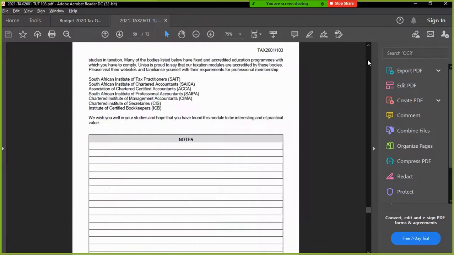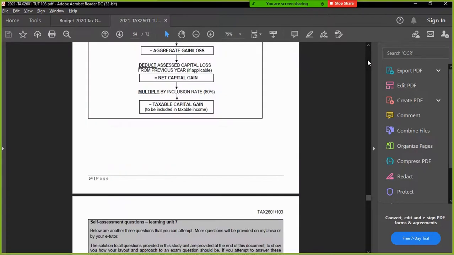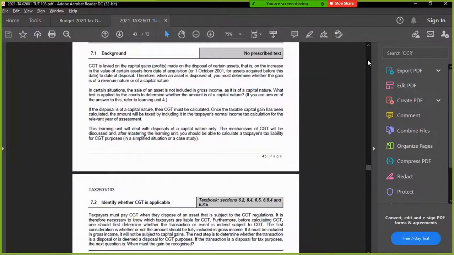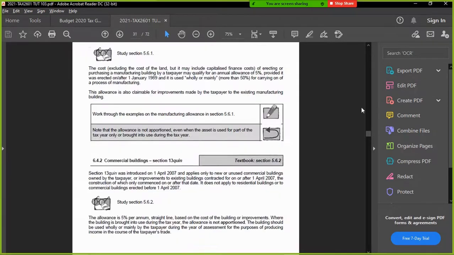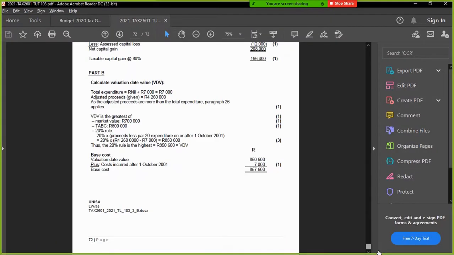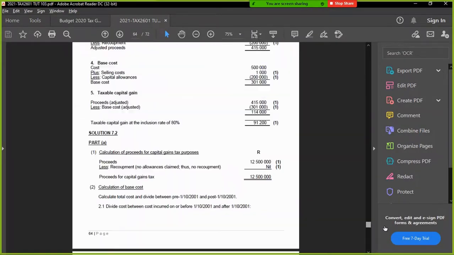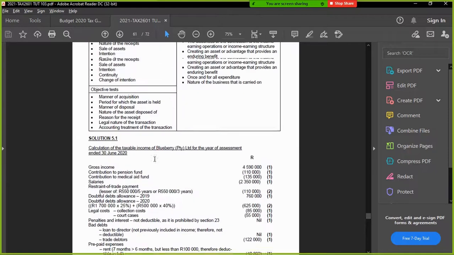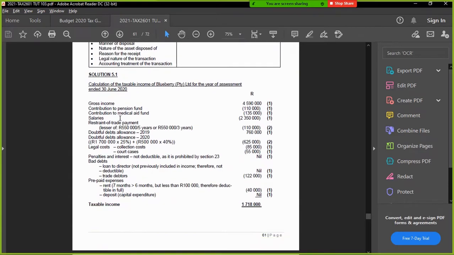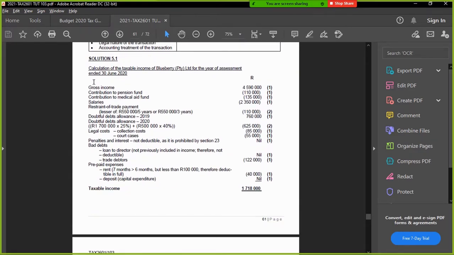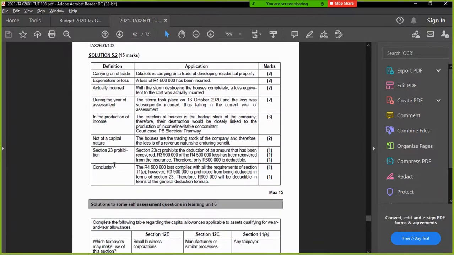Let me just go to activity 5. Let's just have a look at this. Where's 5? Here. No, I'm looking for solutions. There. Okay, it starts here. So there's the general deduction, subjective test, objective test. Oops, I bumped that over. 5.1. See, nothing there. There's no opening and closing stock. That's not a good example. We're going to have to wait till past papers, then I can show you that.